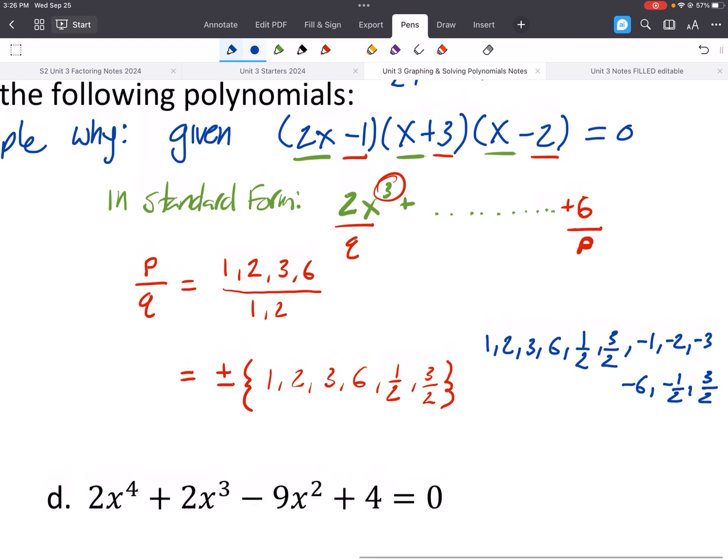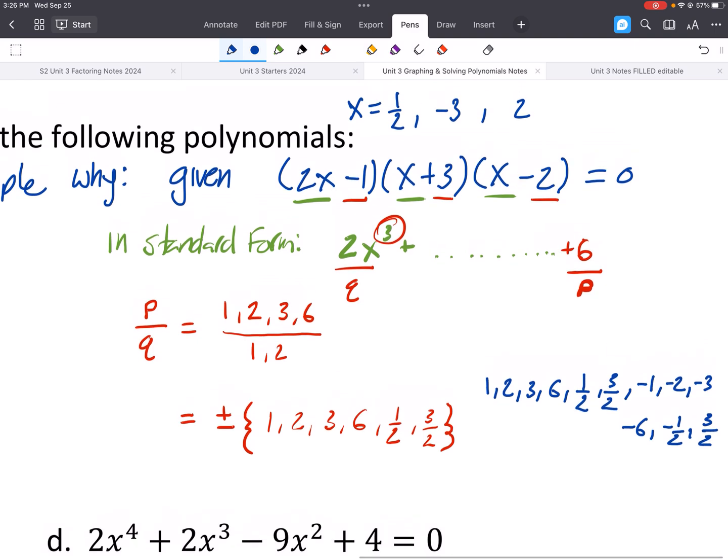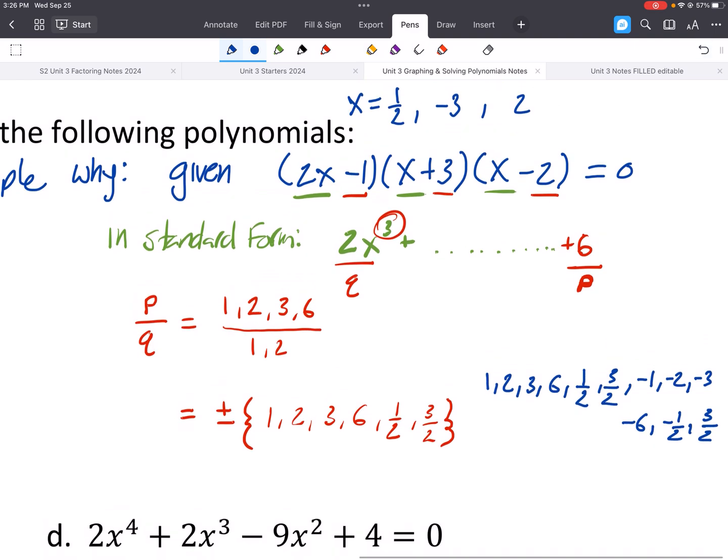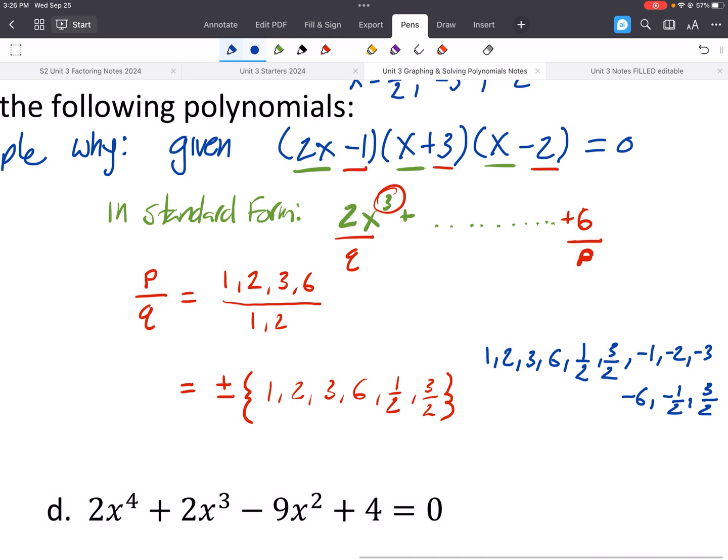And again, all three of those that we've found are here. The thing is that we don't know this part. That's a mystery. And there are different ways that could still multiply to 6 and have the leading coefficient being 2. So for an example, we could have something that could be like this.